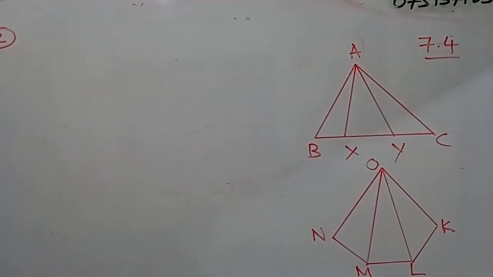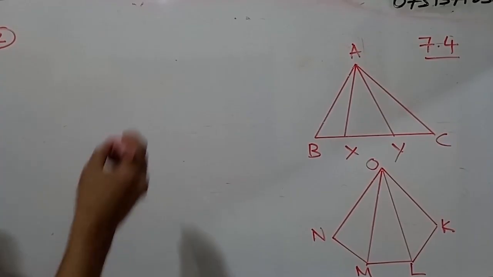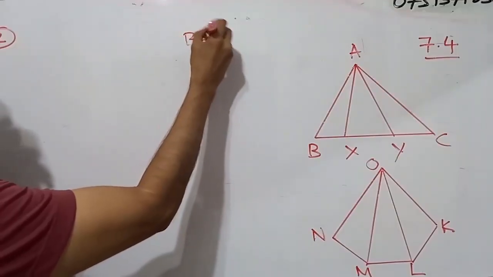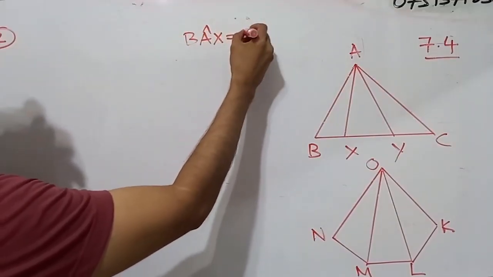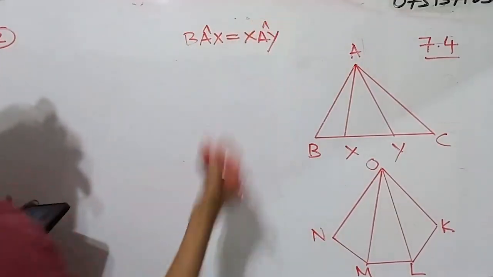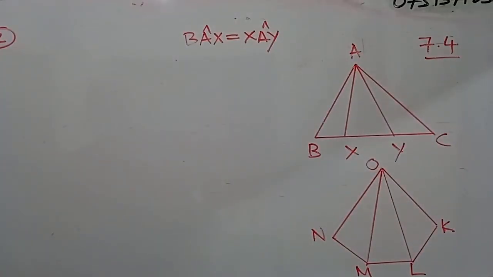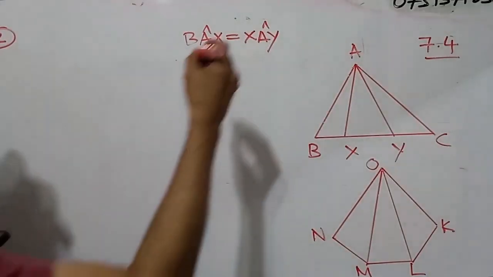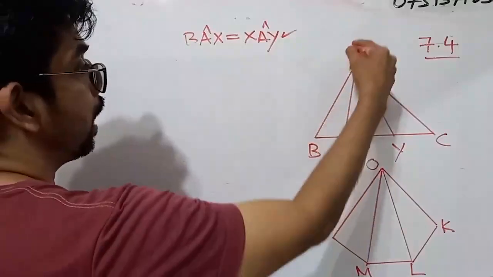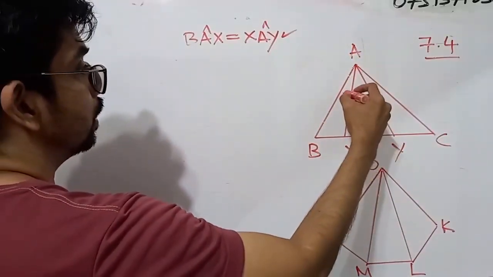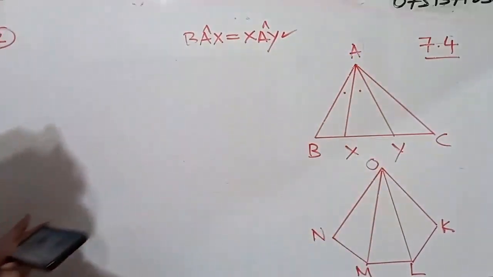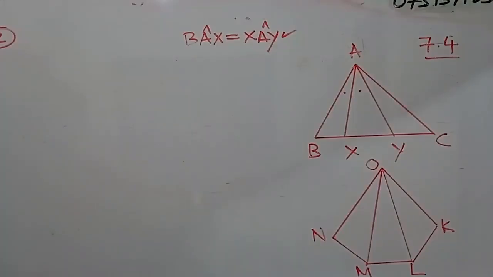Right. Question number 2. In the triangle ABC, BAX is equal to XAY. Right. So angle BAX is equal to angle XAY. So this is given. So this angle is equal to this angle. XAY. That means BAX is equal to XAY is equal to CAY.